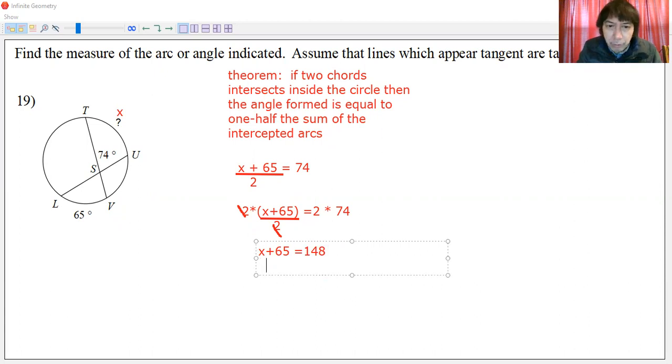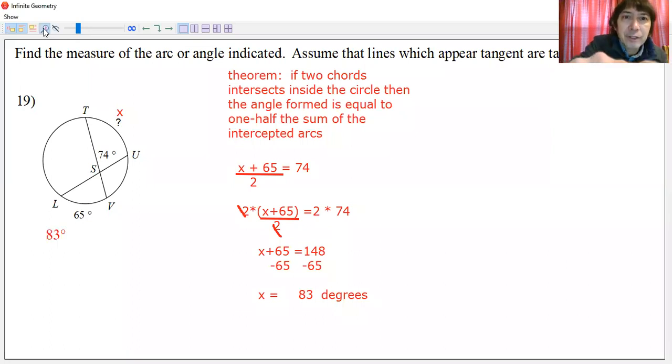Okay, and then we will do this by way of subtracting 65 and subtracting 65. And so x is equal to, how much is that? 8 minus 5 is 3, 14 minus 6 is 8. There. So this will be our answer, 83 degrees. Okay, that will be it. Check. There. All right, you can see the answer over there.